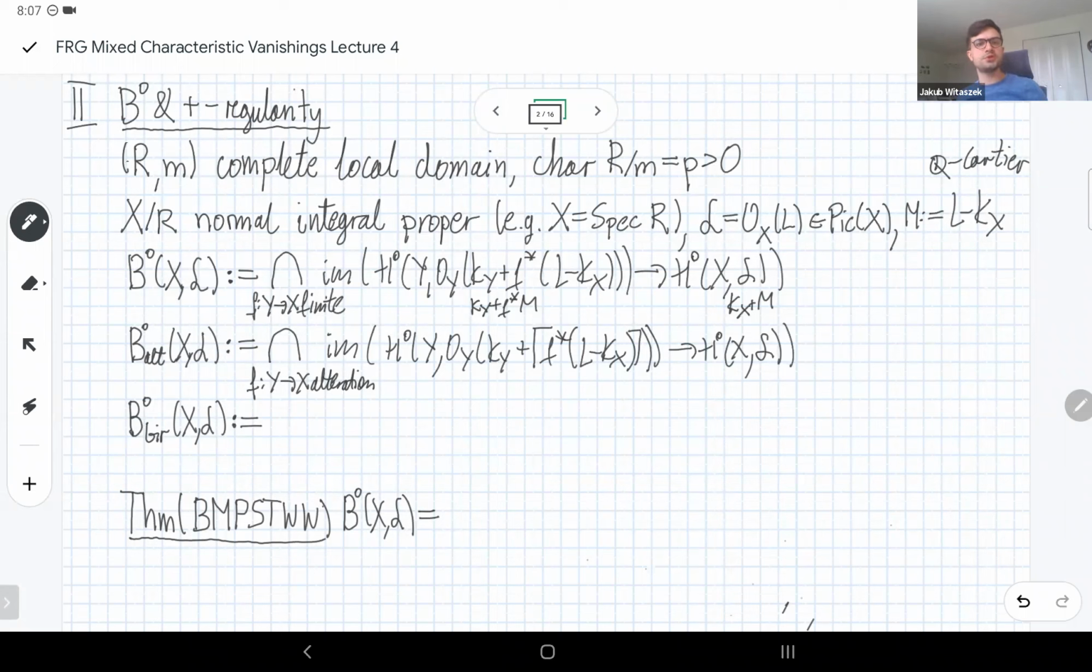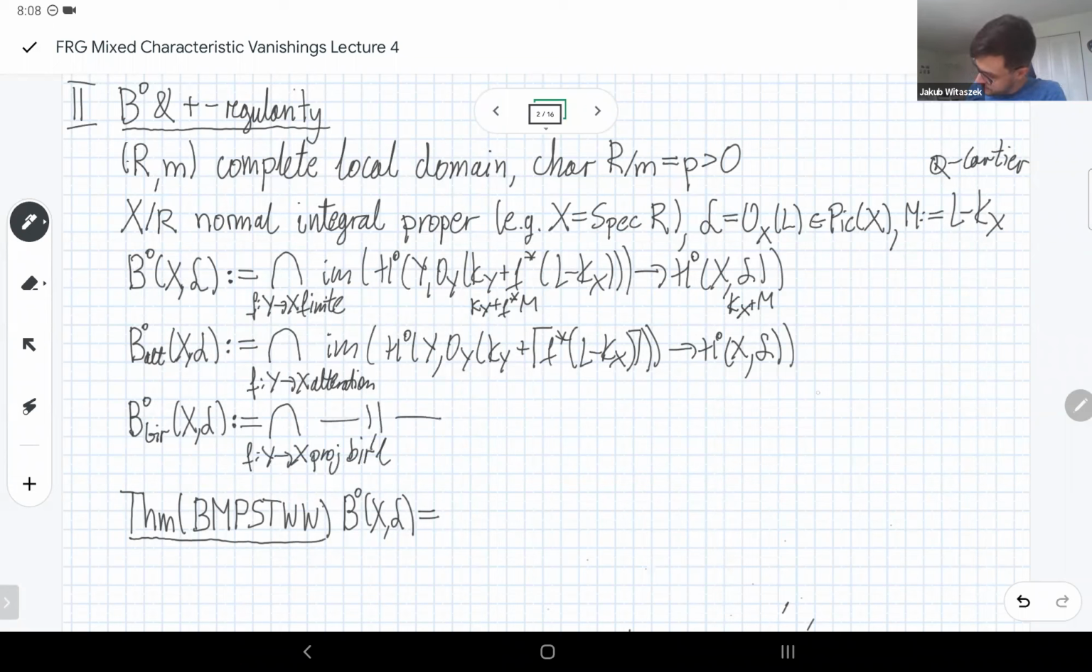Now, for the sake of future references and proofs, I'm also going to define a birational variant of this notion. So I'm taking f: Y to X to be projective birational maps, and I'm taking exactly the same definition as in the line above. So let me just not write it down.